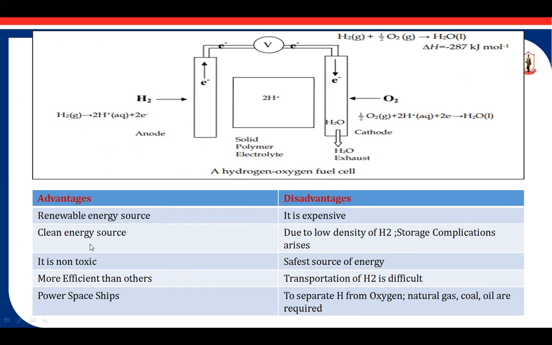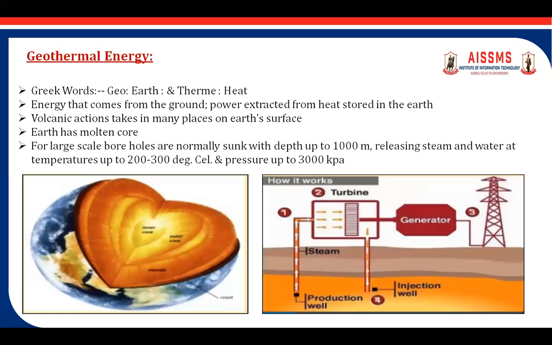Among the renewable energy sources, the advantages: it is a clean energy source, non-toxic, and more efficient than other power for space ships. Disadvantages: it is expensive due to the low density of H2, storage complications arise, and transportation of H2 is difficult. To separate H from oxygen, natural gas, coal and oil are required.